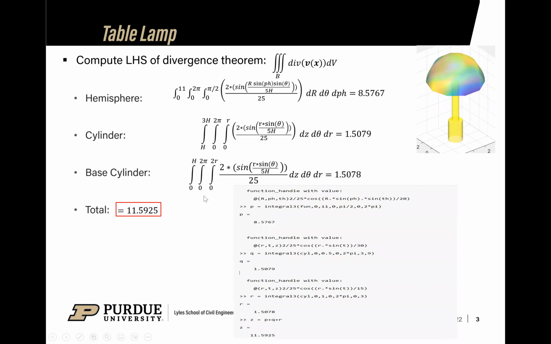Coming to computing the left hand side of the divergence theorem, which is basically the volume integral. This is the expression that I have come up with for the hemisphere, which comes out to be quite complex to do by hand. So I've used MATLAB to find the value of the integral for the hemisphere, which comes out to be 8.5767. I've substituted the appropriate limits: for the radius, 0 to 11, for theta, 0 to pi, and for phi, pi by 2.